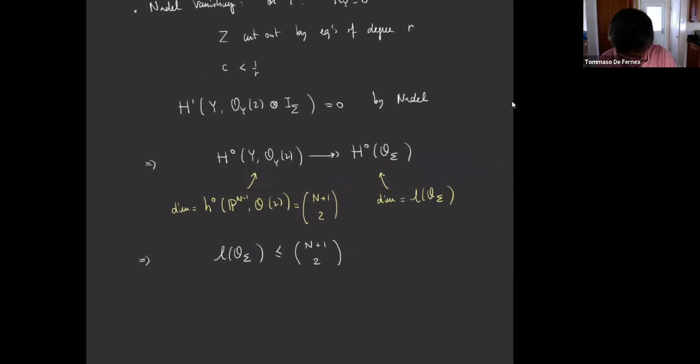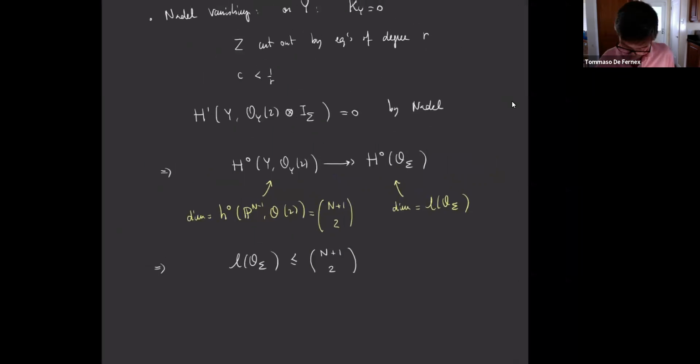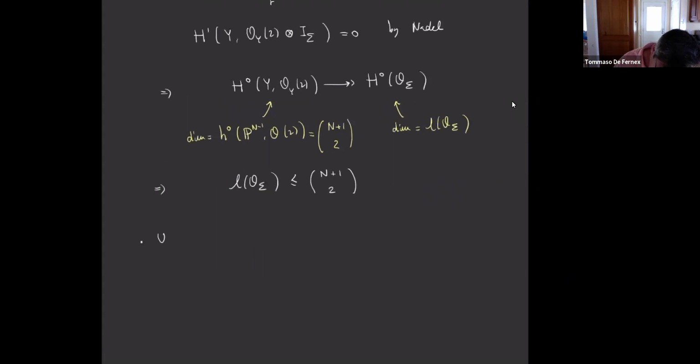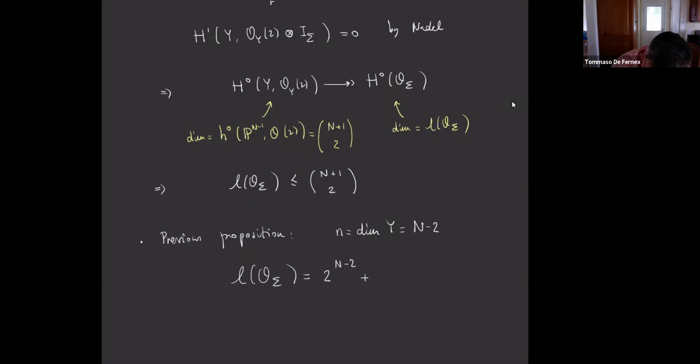Okay, so this is where we use the first ingredient, which is narrow vanishing. By the previous proposition, we have an upper bound, a lower bound, sorry. Now remember that n here will be the dimension of Y, which is capital N minus 2. So the bound was 2 to the little n, which is 2 to the n minus 2, plus n minus 2 choose 2 times 3 to the n minus 2. So this we get.